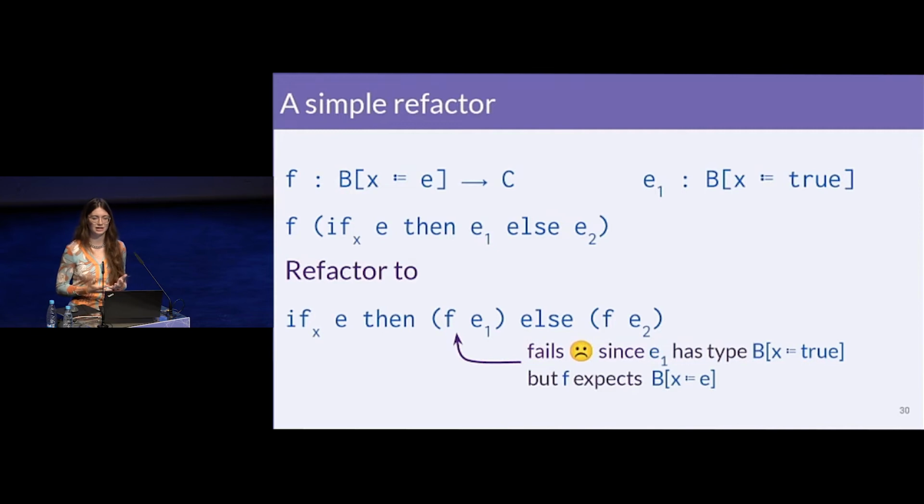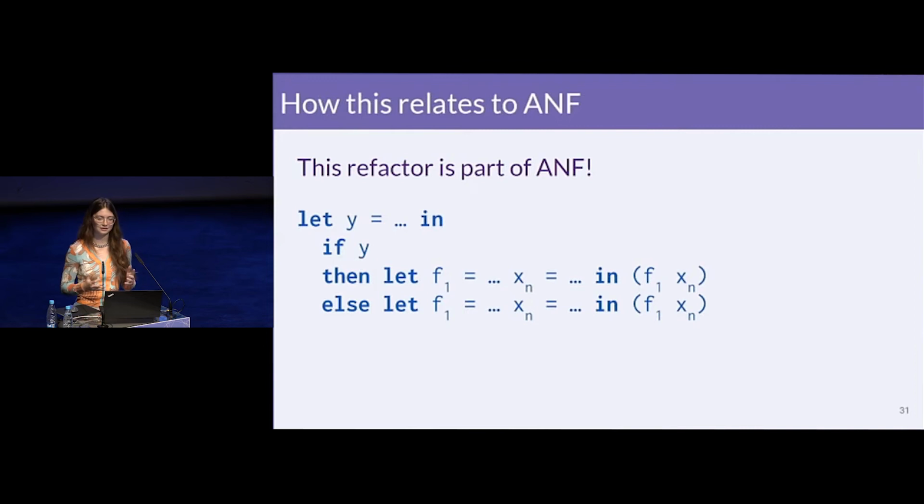But when we get around to type checking, we find that it fails because E1 has this type where X is replaced with true directly, not the condition E. So this is extremely frustrating. And it turns out this relates to ANF because this is a part of ANF, right? So not only are we sequentializing our computations here and making these assignment statements, but we also want to expose these if expressions and make them behave a little bit more like if statements.